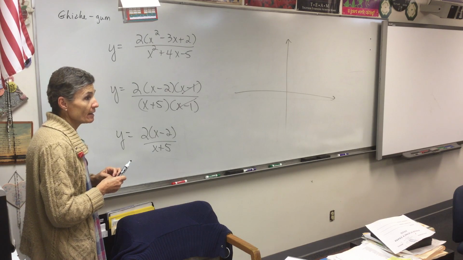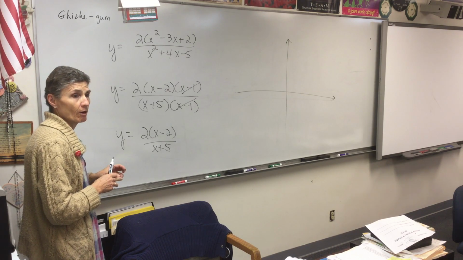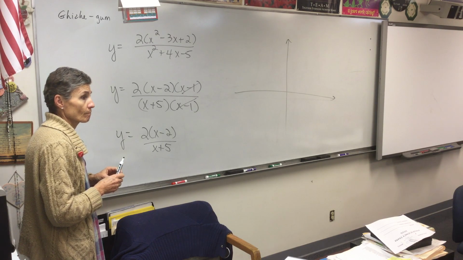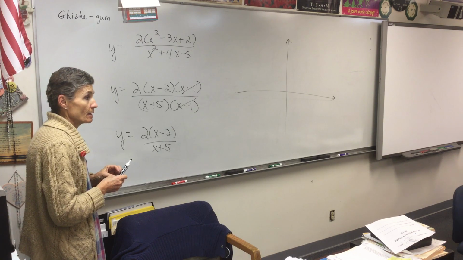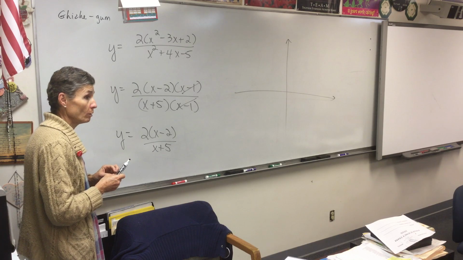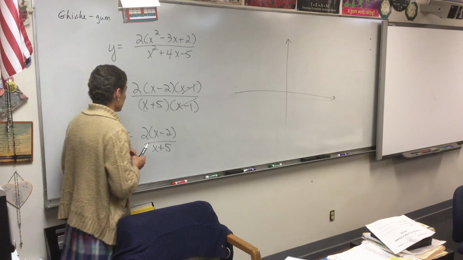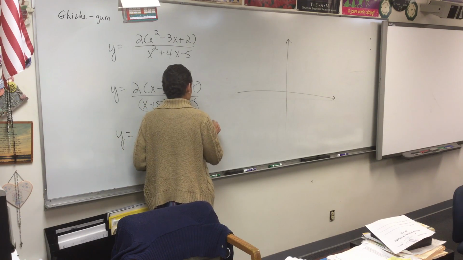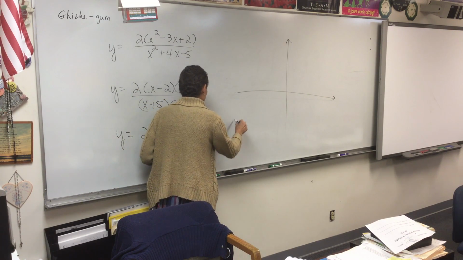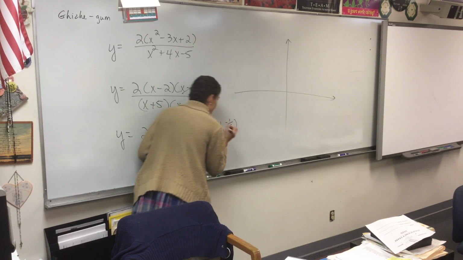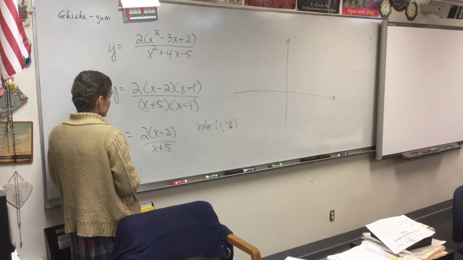Are you working ahead? What are you doing? What are you working on? What are you figuring out? Have you figured out there's a hole? Yeah. Where will it be? There'll be 1 comma something. Have you figured out the something? No. -1/6. Okay, I heard a -1/6. I'm going to write that down, but I'm going to double check it.